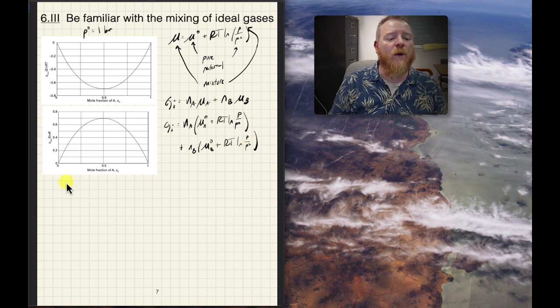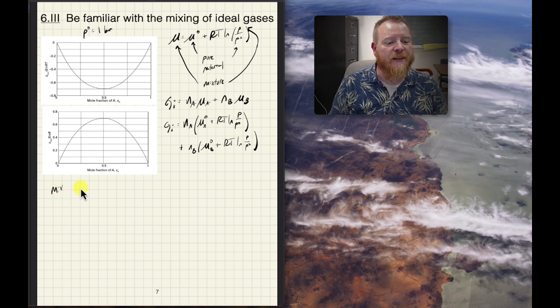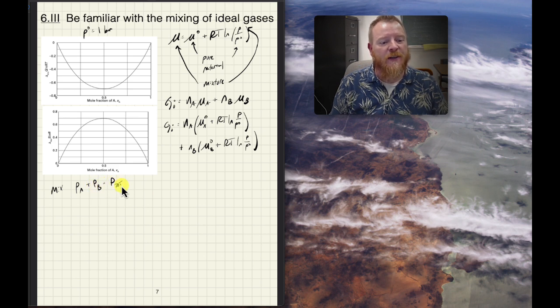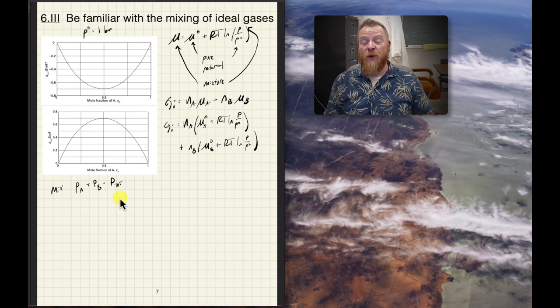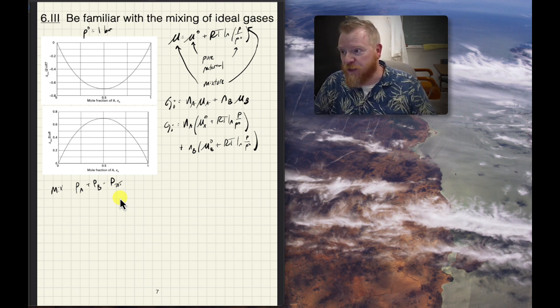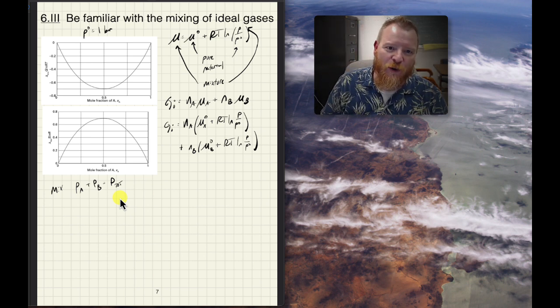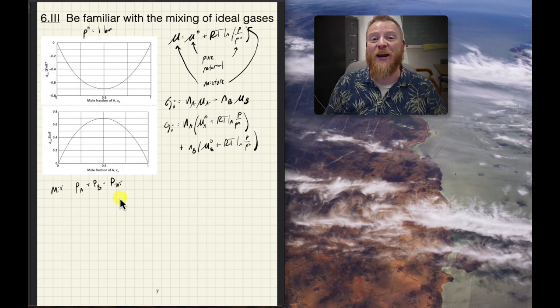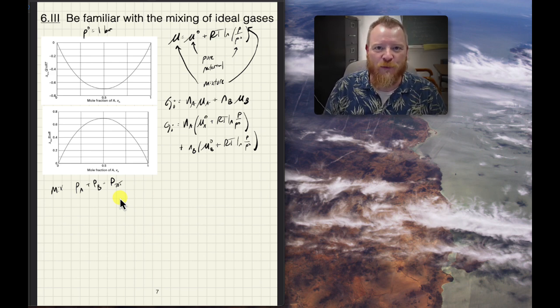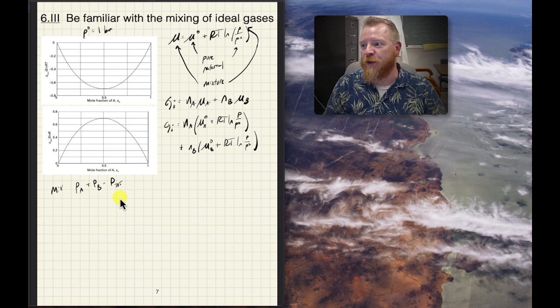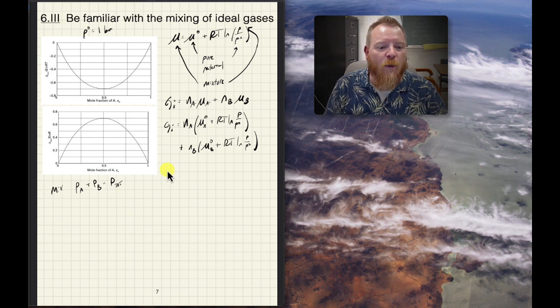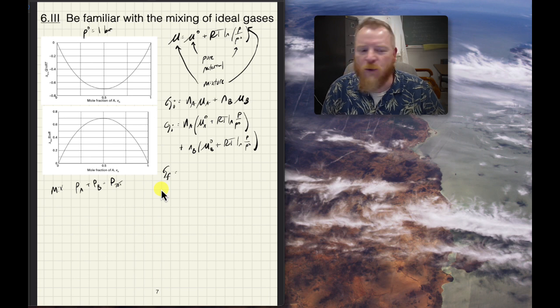Now when we mix these things, we'll have an individual partial pressure of A and an individual partial pressure of B, which will give us our total pressure through Dalton's law of partial pressures. By the way, we could have recorded a whole video on doing partial pressure as a partial molar quantity, and it would have worked out the same as partial molar volume.